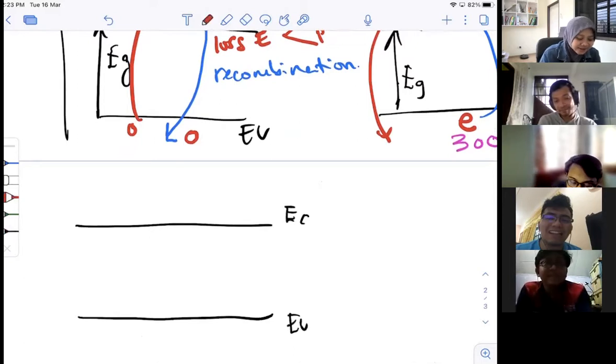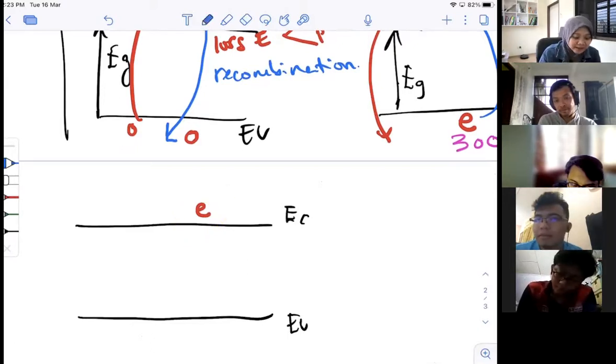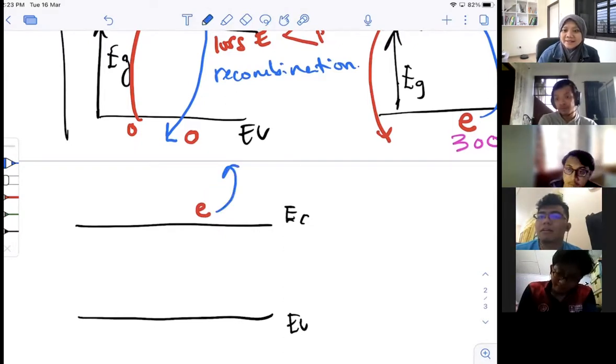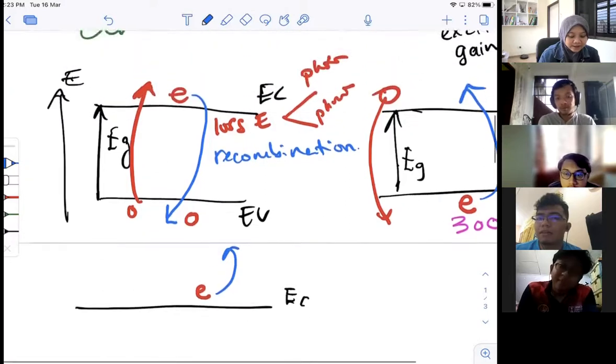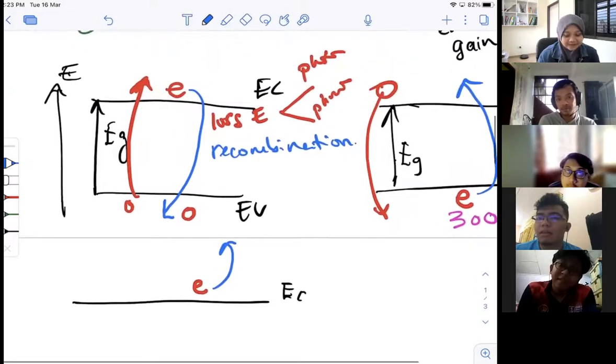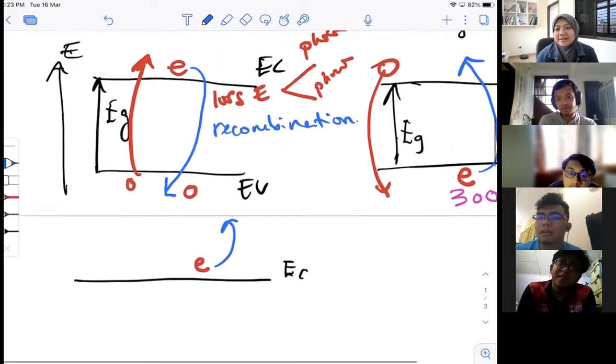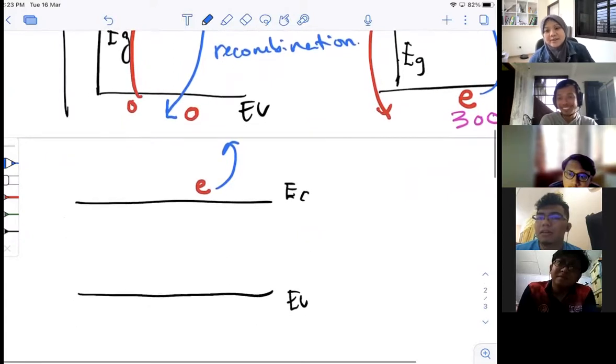So you are asking me, this free electron here, can this be excited, right? If it's excited, dia pergi mana? Dia pergi naik atas, right? So excited means gain energy. So you are asking me boleh tak elektron ni pergi naik atas, like this. The answer is possible.